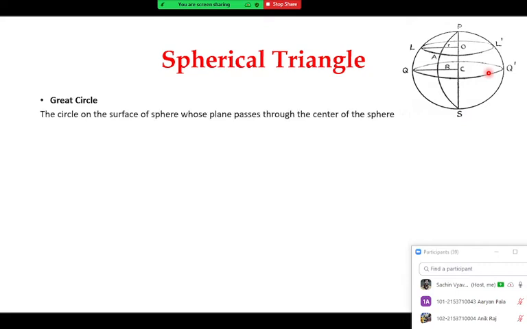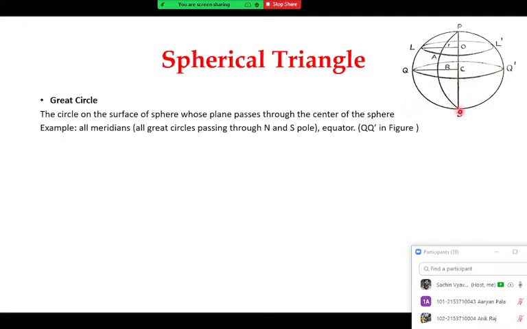So that is the definition. The plane of that circle passes through the center of the sphere. Let's see the examples. The example is here, QQ dash. This QQ dash, with respect to the Earth, is referred to as the equator. So the equator can be one of the great circles, but not only the equator.